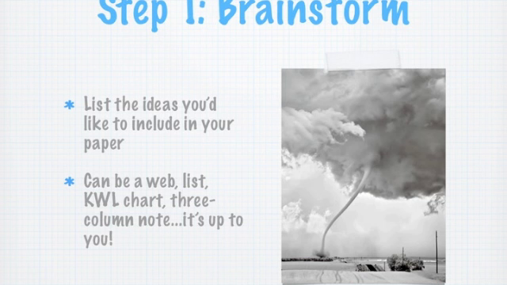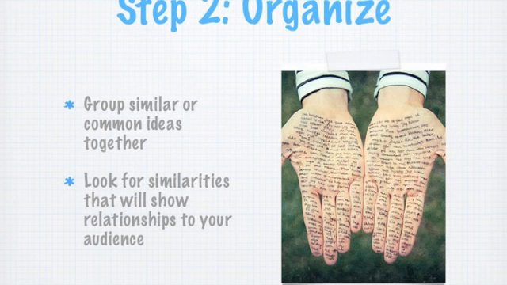Now you're going to collect either the articles you've read, or your research, or the stories you've read, whatever you're outlining about, and you're going to make a list of the ideas you'd like to include in your paper. And you have a variety of ways of doing this. You could create a web, a list, a KWL chart, or 3-column notes. You really have lots of options available to you. If you're not familiar with any of this terminology, you can look for other videos specifically on KWL, 3-column notes, and list making.